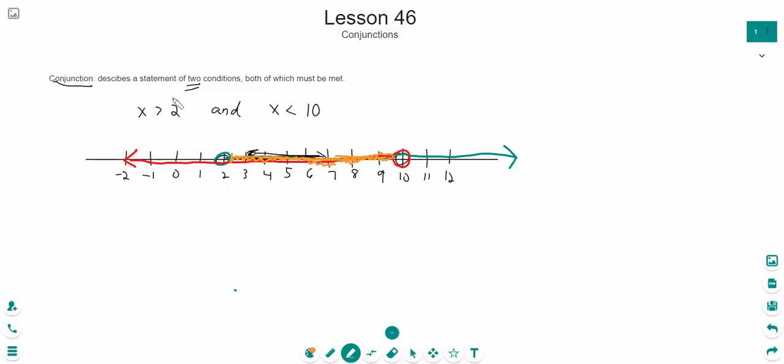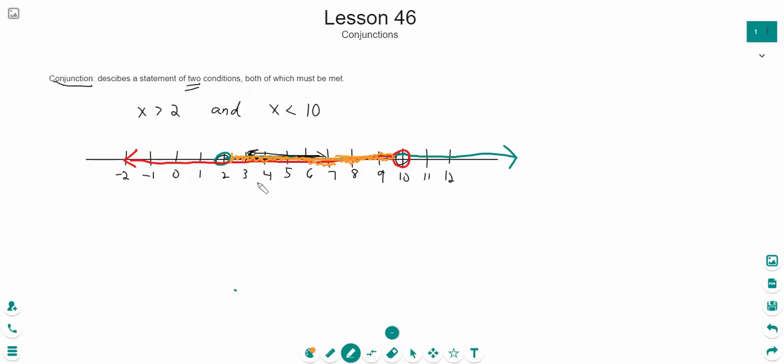Because that satisfies both. If you're in this area, you're greater than 2, and if you're in this area, you're also less than 10. All right, but if you're outside of that, you're only going to be satisfying one of these conditions, and that's not enough for a conjunction statement. Both of the conditions must be met. Both of them, not just one.